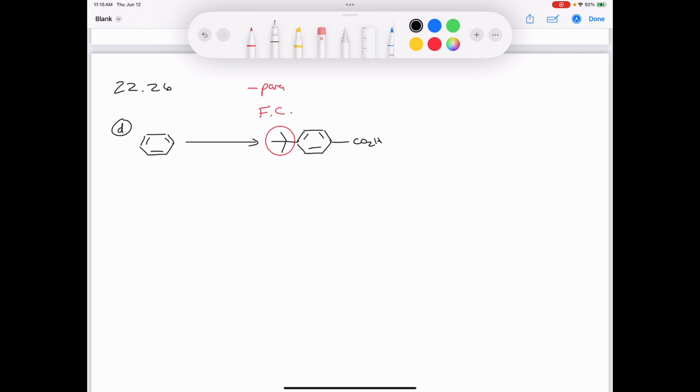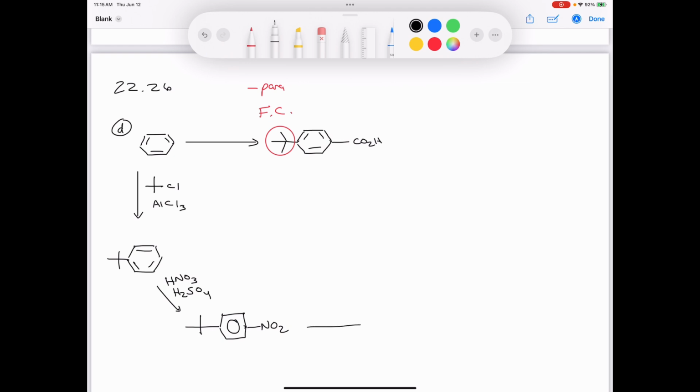So let's get started. Our first step is going to be the installation of the tert-butyl group. And so for that, we're going to need tert-butyl chloride and aluminum chloride. So that gives us tert-butyl benzene. So we'll draw that. Then we need to install our nitro group with our nitric and sulfuric acid. So we're going to put in our nitro group. Permit me to draw a circle in the middle of my aromatic ring just to make it a little bit easier for me. Anyhow, now we're going to reduce that down.